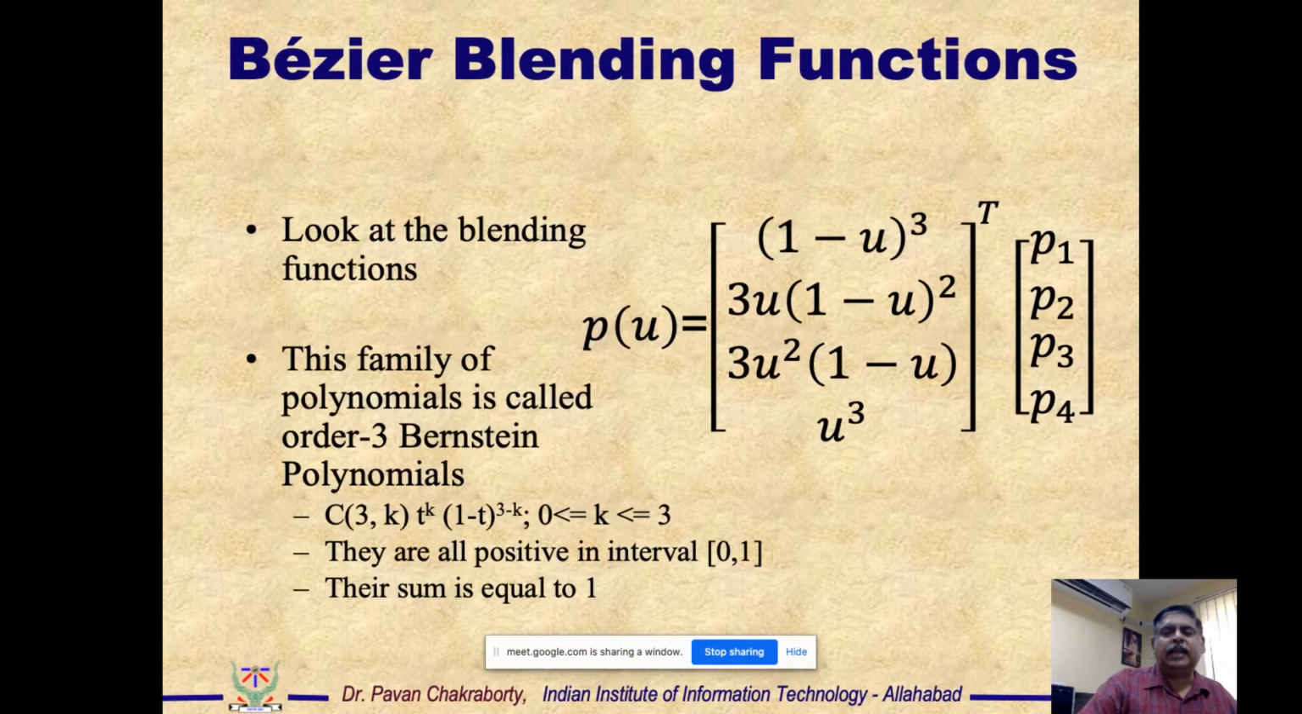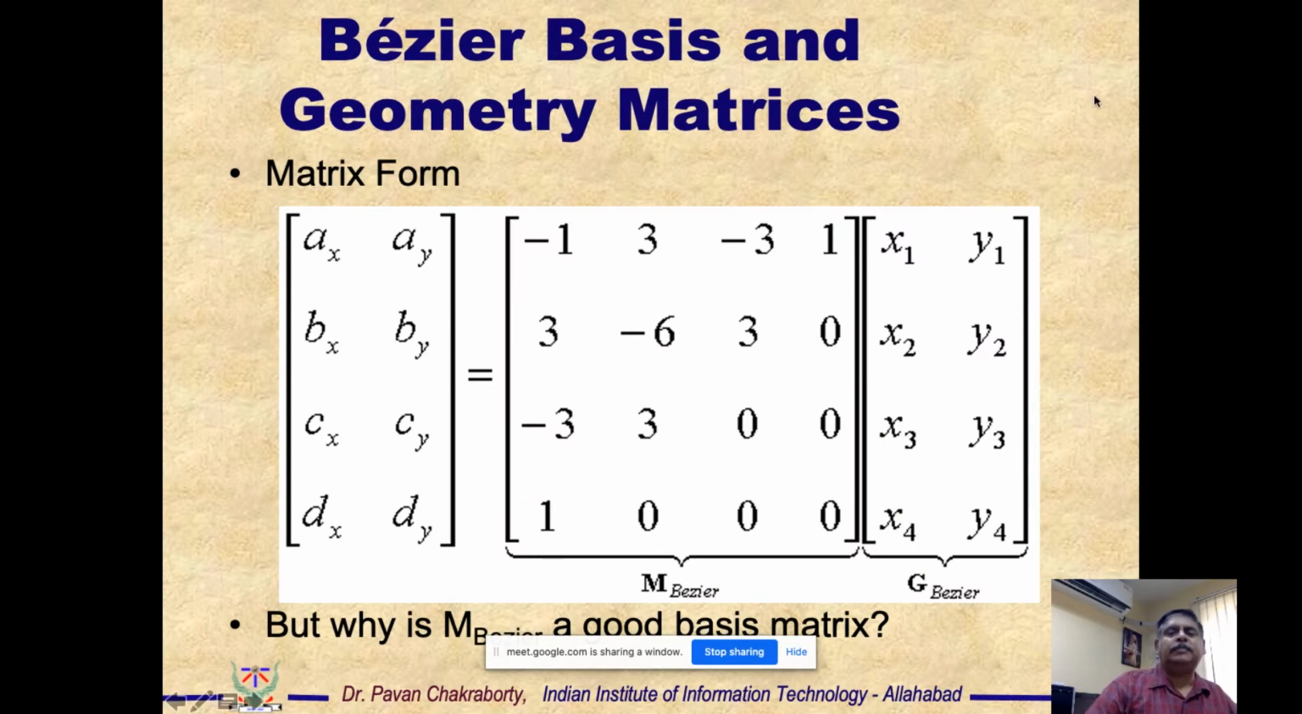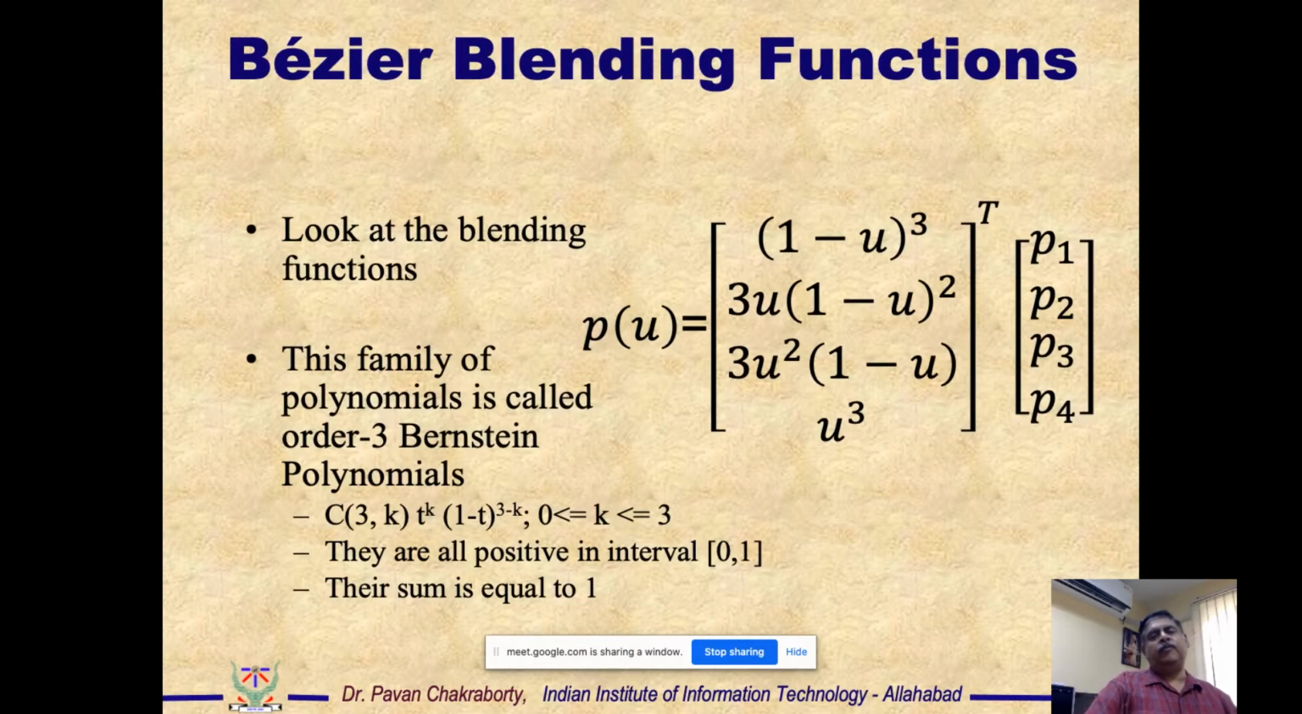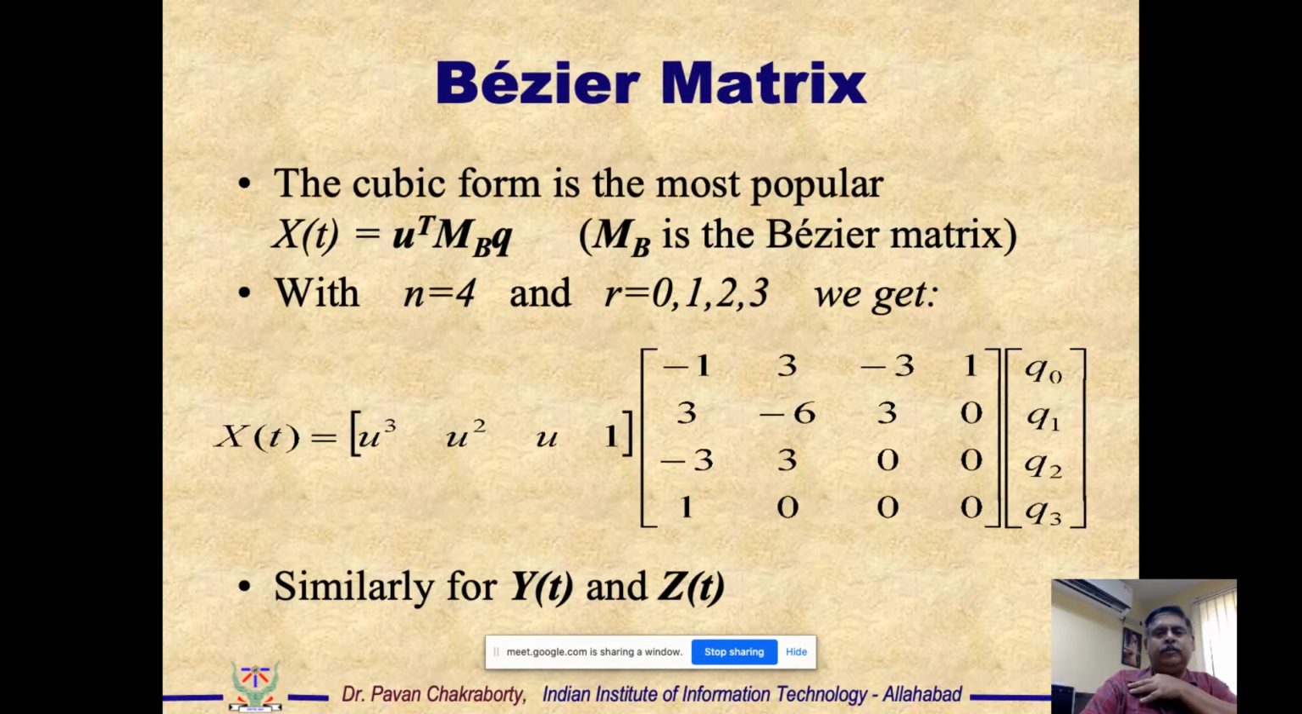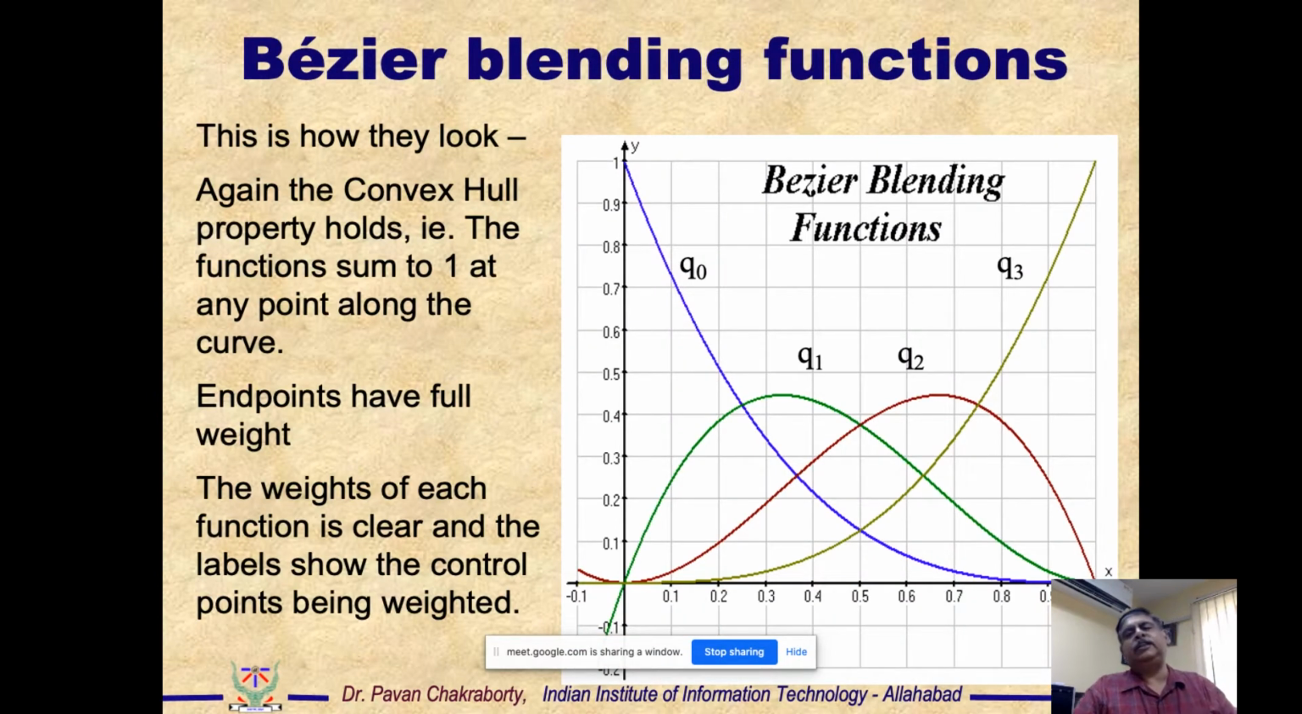From here I can multiply this matrix with the u values to generate again the four blending functions. So here I have the four curves, and if we look at this, the blending functions in the Bézier formulation are shown here. Please note that all the blending functions are positive. In the Hermite polynomial, some became negative, some became positive, but here all the blending functions are positive.